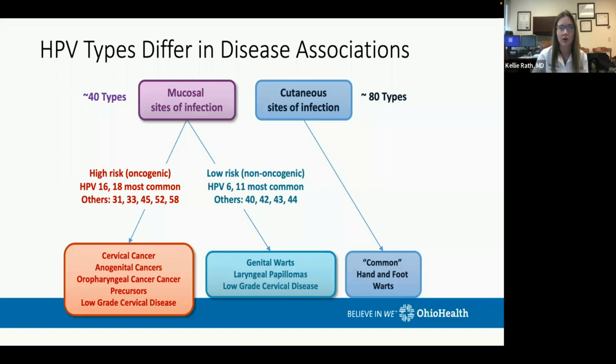The high risk or oncogenic subtypes of HPV are associated with cervical cancer, anogenital cancer, head and neck cancers, as well as cancer precursors, as well as low-grade cervical disease. The low risk or non-oncogenic, non-cancer forming HPV infections, 6 and 11 being most common, are associated with genital warts, laryngeal papillomatosis, as well as low-grade cervical disease. So it's important to know what type of HPV infection we're dealing with.